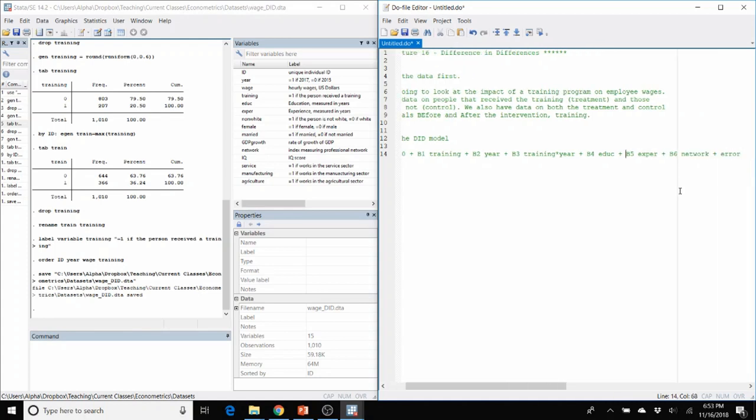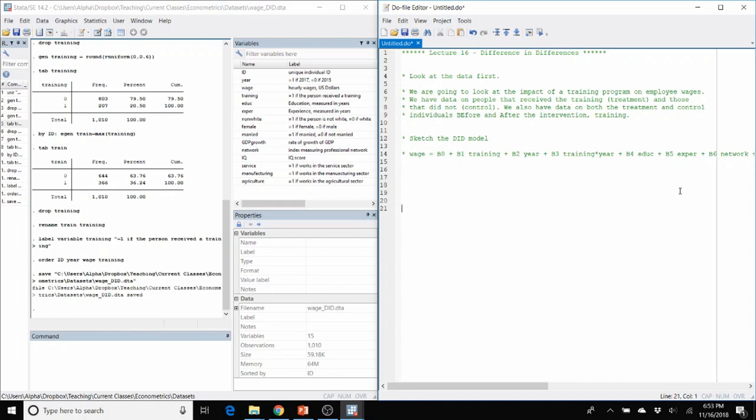Now, you'll notice that we don't have this interaction term, so we need to create it. So gen, let's create this thing. Gen train_year equals training times year. So we're going to generate that variable.